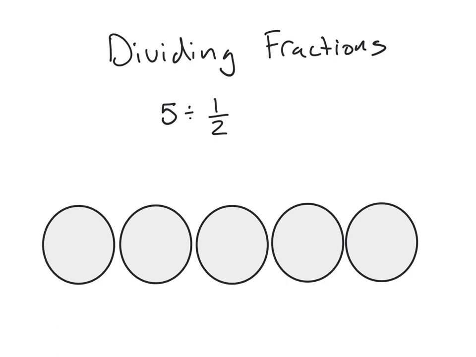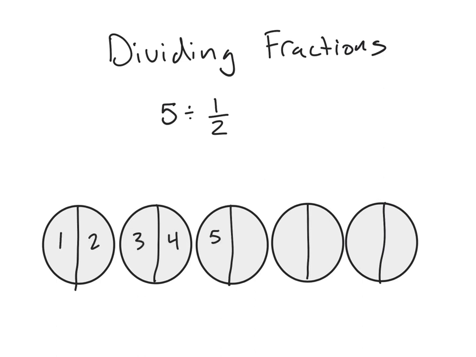So we're going to take five wholes, which I have represented here by these 5 circles. We're going to divide them into halves. So what's going to happen is I'm going to break all of these circles into a half. And I'm going to show you why when we multiply fractions using the rule, what happens. So now what I have here is I've got 1, 2, 3, 4, 5, 6, 7, 8, 9, 10. I have 10 halves. So my answer for this would be 10.